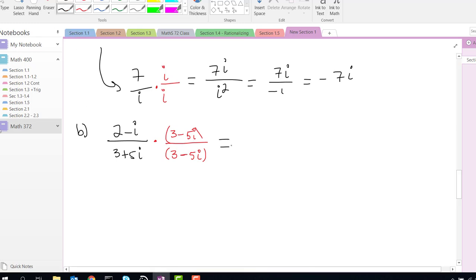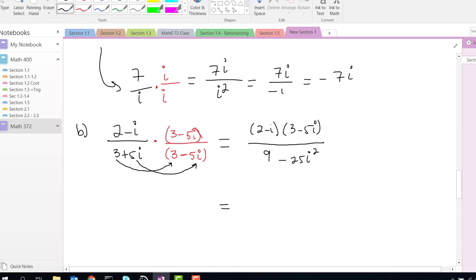And so on the numerator, we're going to have (2 minus i) times (3 minus 5i). So our multiplication practice above is going to come in handy. Here are the conjugates. So I'm just going to get 3 times 3, which is 9. And remember, our middle terms go away. So I'm just going to get 5i times negative 5i, so minus 25i squared.